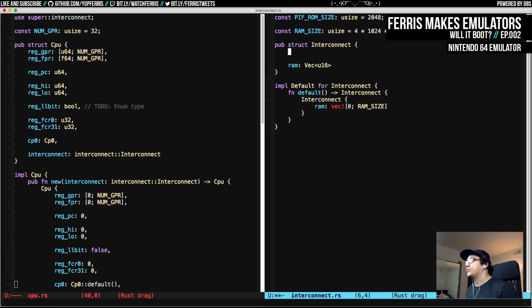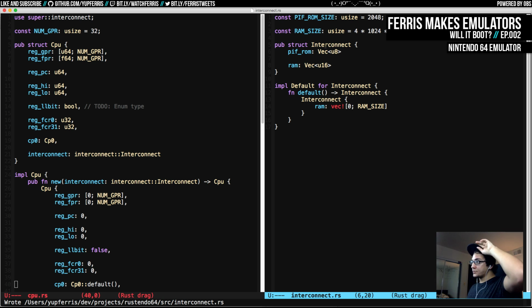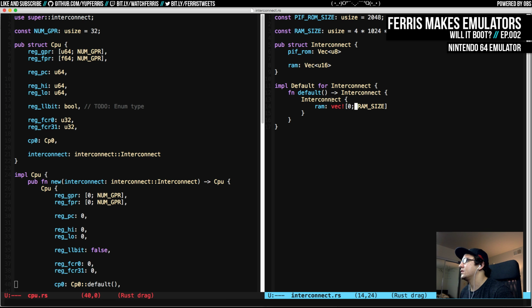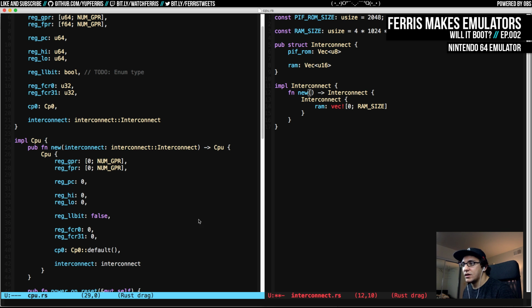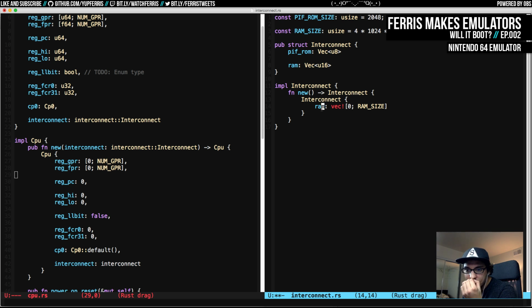And then we can model our PIF ROM as, we'll do a vec for that too, of U8s. So that's nice. And yeah, so we will no longer use default here. We're just going to implement interconnects. This will be function new. That's something we're going to do here. Oh no, we don't need that because that's already handled.